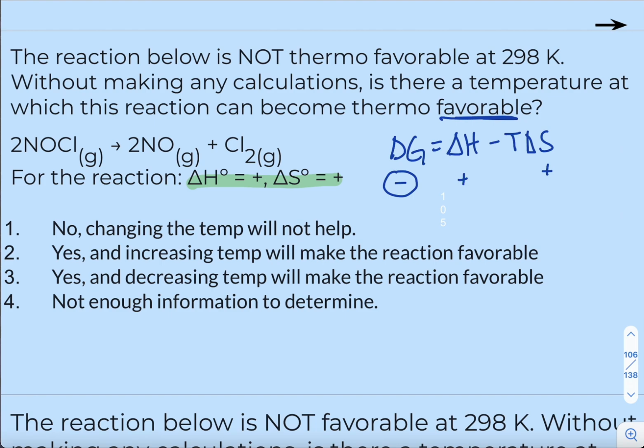So if we know delta H and delta S are both positive, if we make T big enough that it kind of wins this equation, then we will have a negative delta G, okay? We don't need to know what that number is because we don't have enough numbers to figure that out. The question is just a conceptual question. Could we do it? So the answer here is yes. Increasing the temperature will make the reaction favorable because then the negative will win out in that little subtraction there.